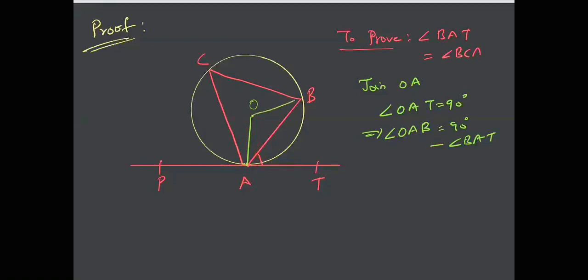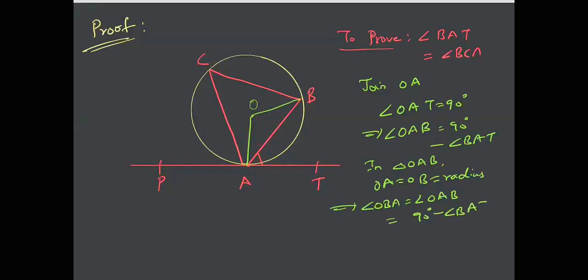So let us join OB also. Now in triangle OAB, OA is equal to OB is equal to the radius, right? So this implies angle OBA is equal to angle OAB, that is equal to 90 degrees minus angle BAT. So this angle is 90 minus, let us say this is theta, then this is 90 minus theta. This is also 90 minus theta. So this is theta, this is 90 minus theta, and this is 90 minus theta.